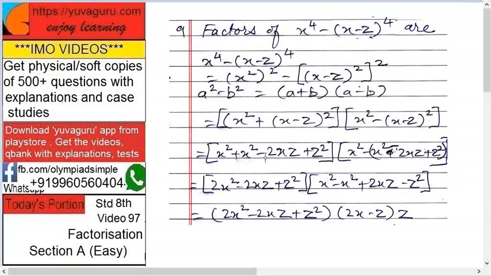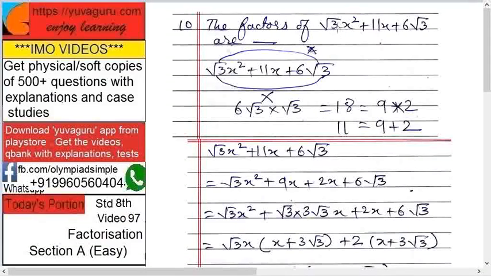So 2x square, first this square bracket: 2x square minus 2xz plus z square, this square bracket over. Now this one, second: x square minus x square plus 2xz minus z square. x square gets cancelled. So what remains? (2x square minus 2xz plus z square) into (2xz minus z square). Now take z common from this, so it becomes (2x plus z) into z. So these are the required factors.